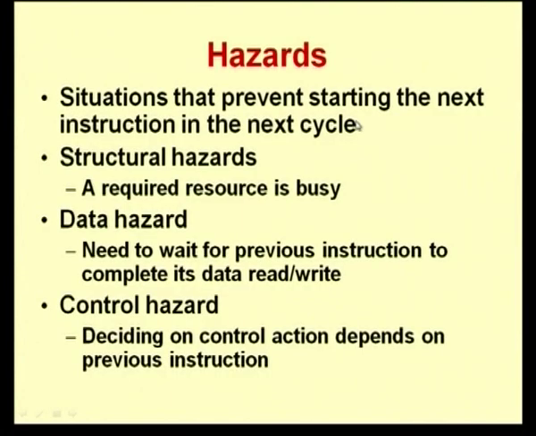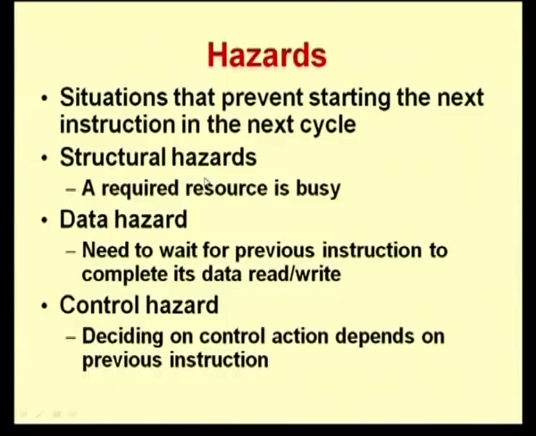Now, remember, the idea of pipelining itself is based on the fact that in every clock cycle, I should be able to start a new instruction. Which obviously also means that every clock cycle, I will be finishing one instruction. So, that is the fast execution that we are expecting. If there is any situation that is preventing you from starting the next instruction in the next cycle, then we say that we have a hazard. There is a pipeline hazard.